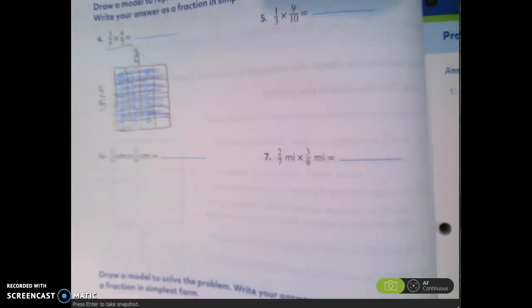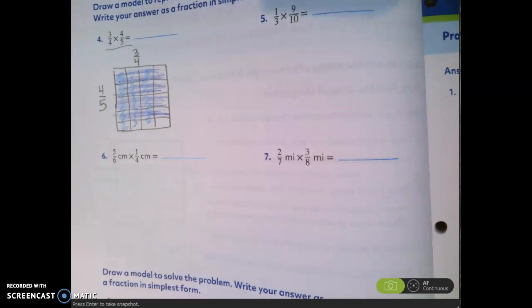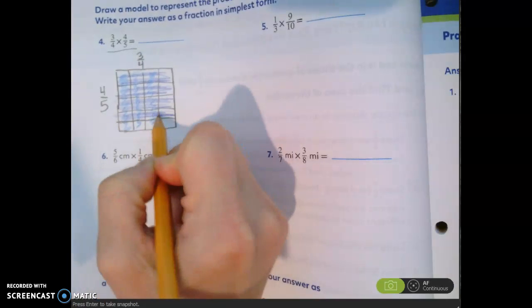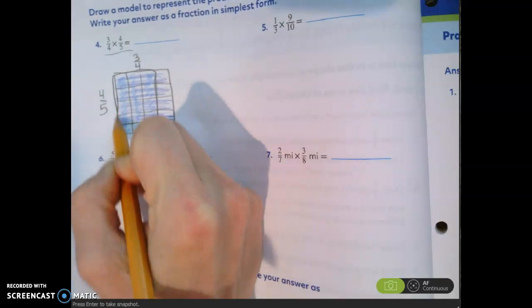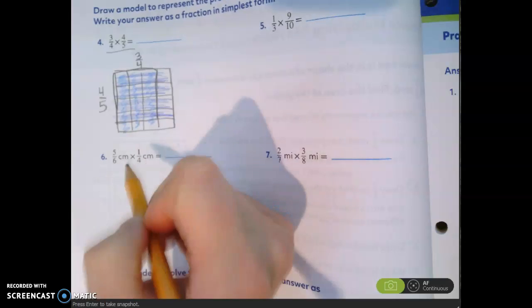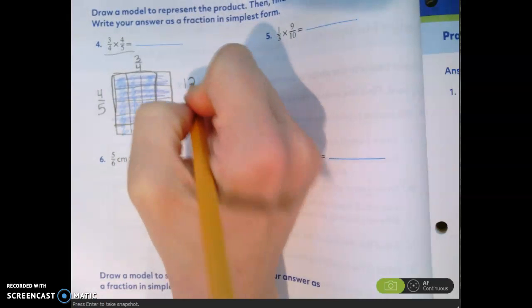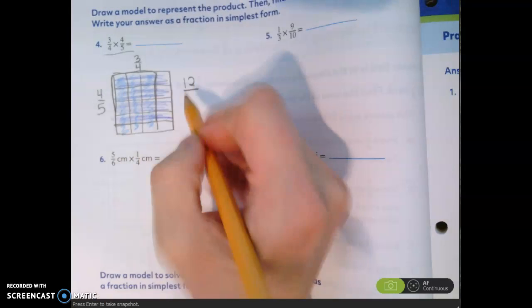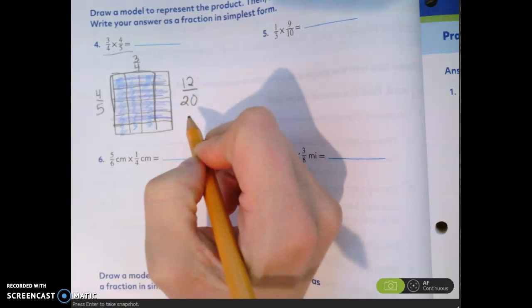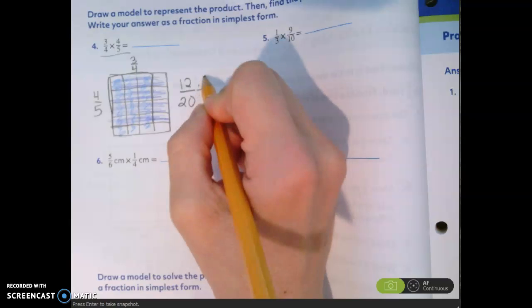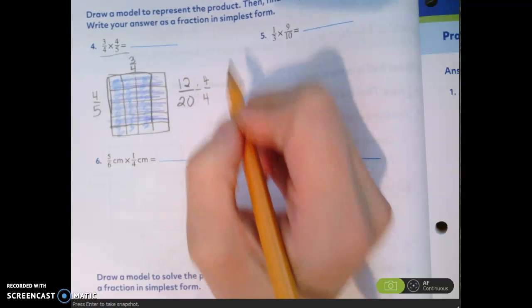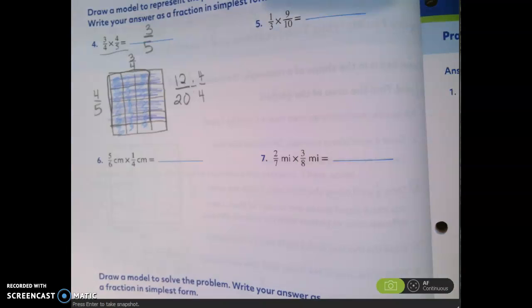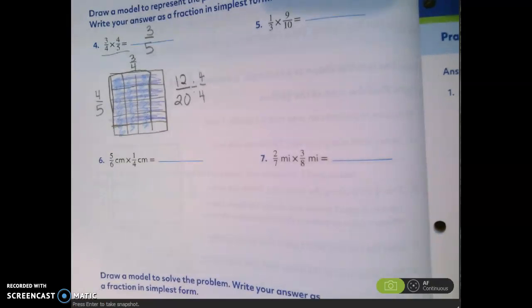Now the space that overlaps, that has both the blue and the purple, is my area. That's my product. So I might make it nice and bold with my pencil. I count how many pieces have both colors. That would be 12. 12 have both colors out of how many spaces altogether? 20. So 12/20ths can be simplified. I can divide numerator and denominator by 4 to get 3/5. 3/5 is our product here of 3/4 times 4/5.